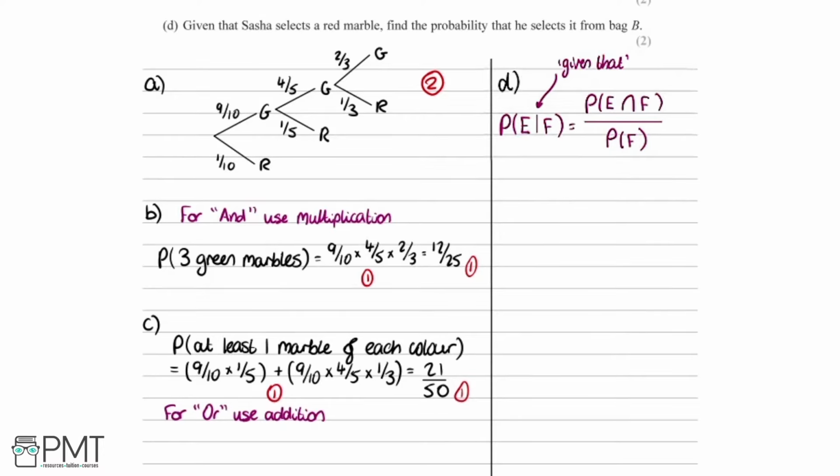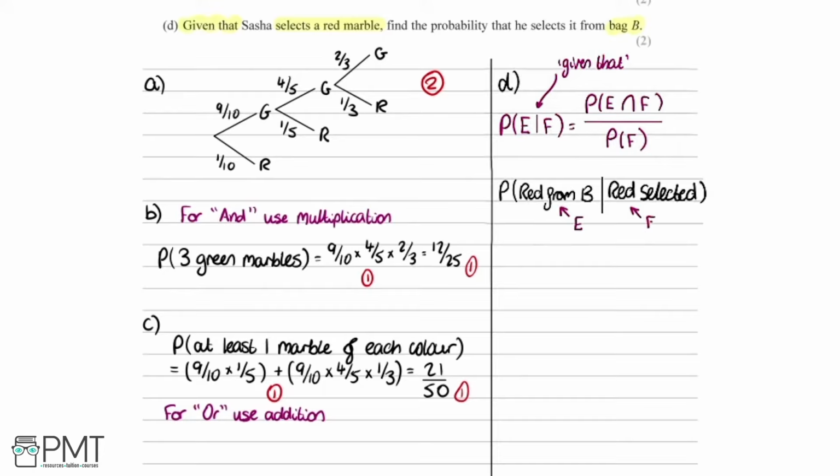Basically, here what it's saying is the probability of E, and this line is essentially a mathematical way of saying given that. So here we've got the probability of E given that F. And this is what we need for this question, because this is a given that question. So writing this out in context, what we want to find is the probability, and we're working with the red marbles, so the probability that from bag B, we're going to select a red, given that a red marble is selected. So labelling it, we've got red from B to be E, and red selected to be F.